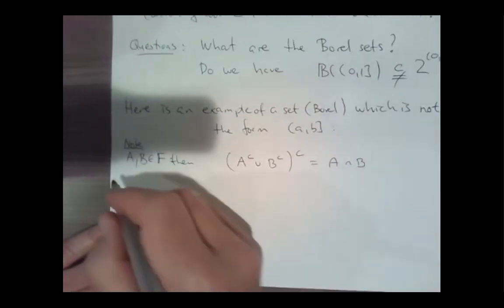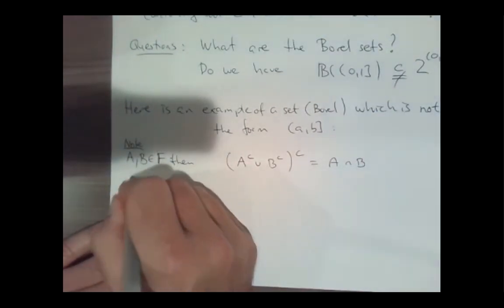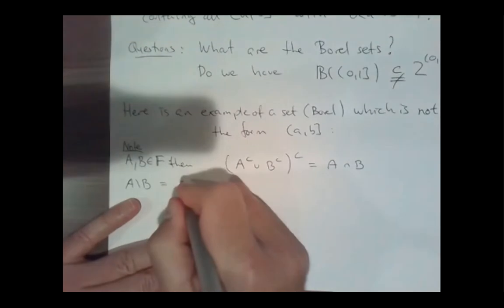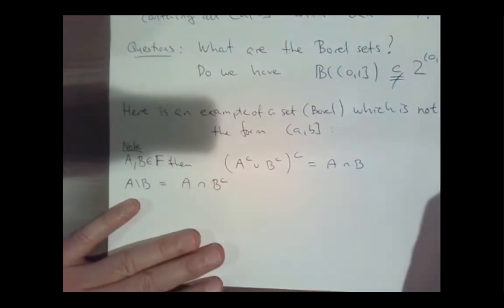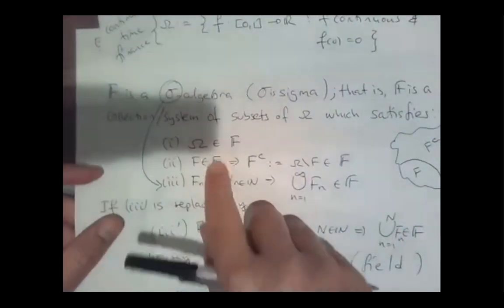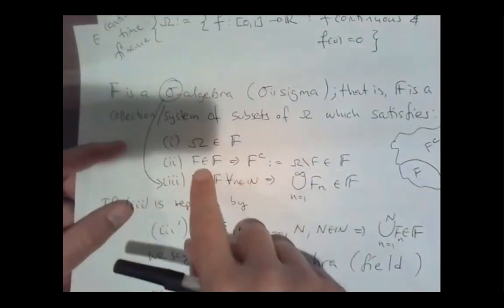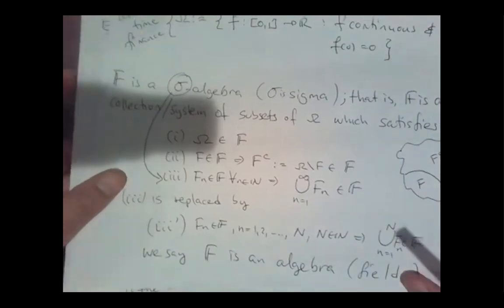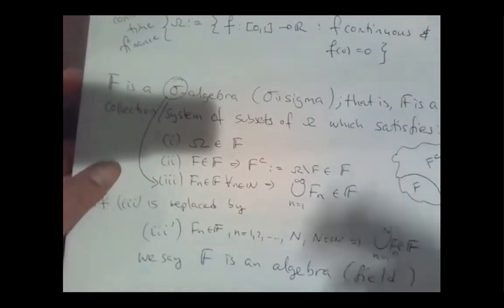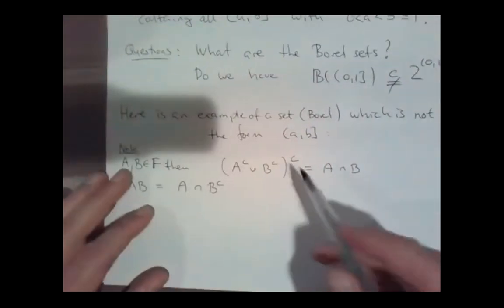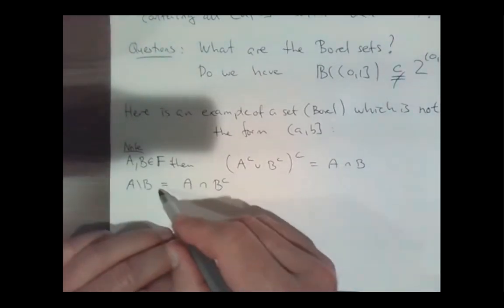But it's even more true. If I look at A minus B, I can write this as A intersection with B's complement. So I can also take set differences. So by manipulating the three properties that I need to check to see whether a system of sets is a sigma algebra, I can get more properties. So from those, I can start also taking intersections and differences.